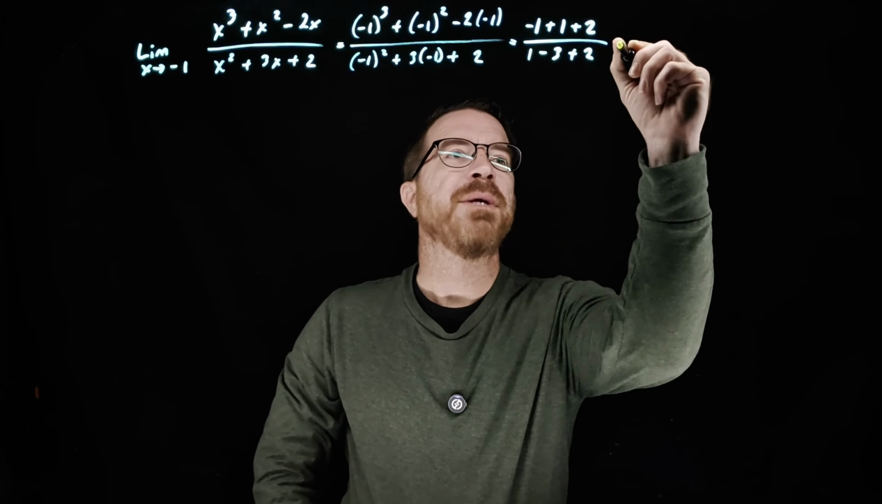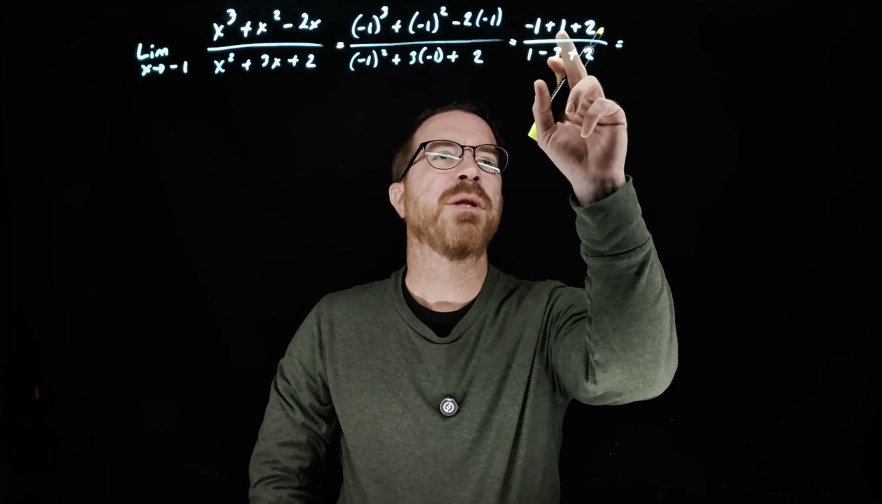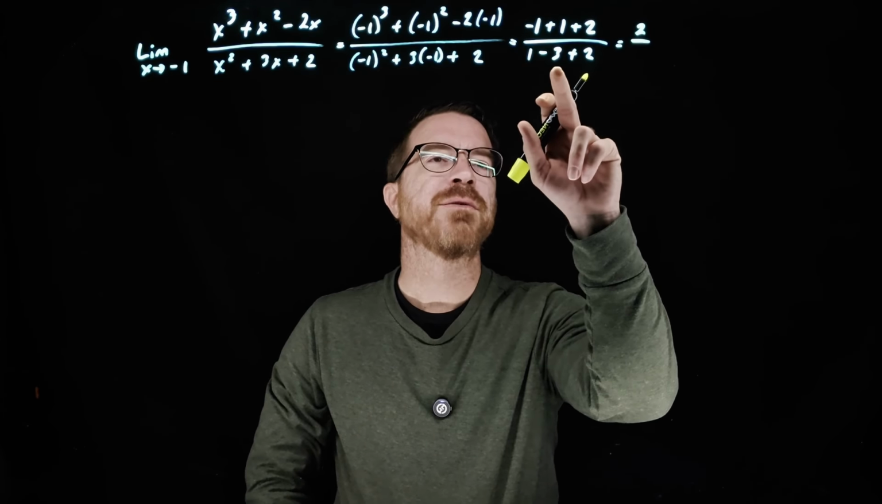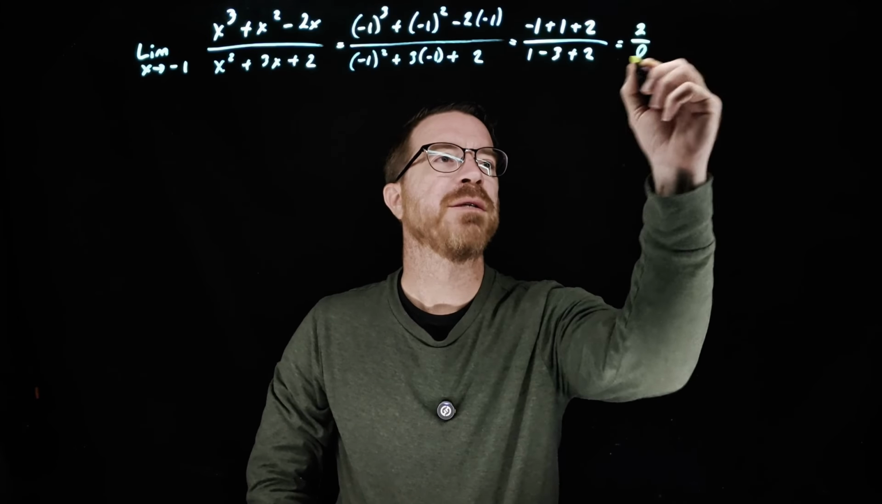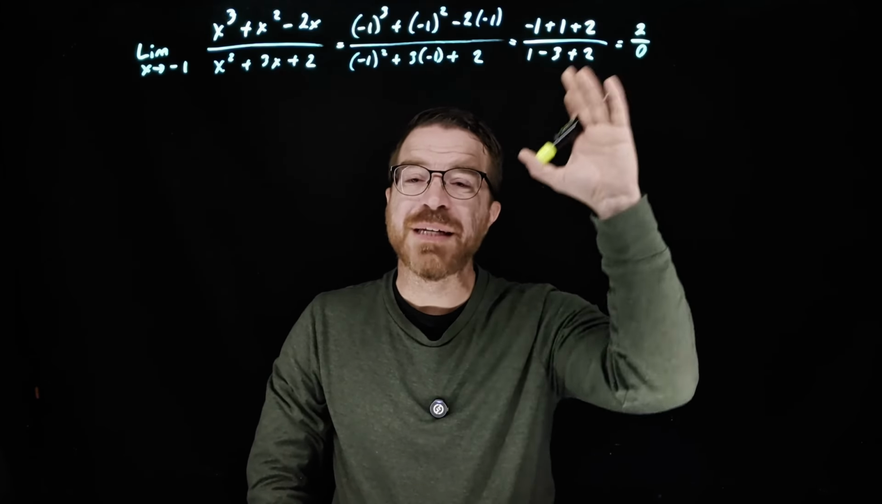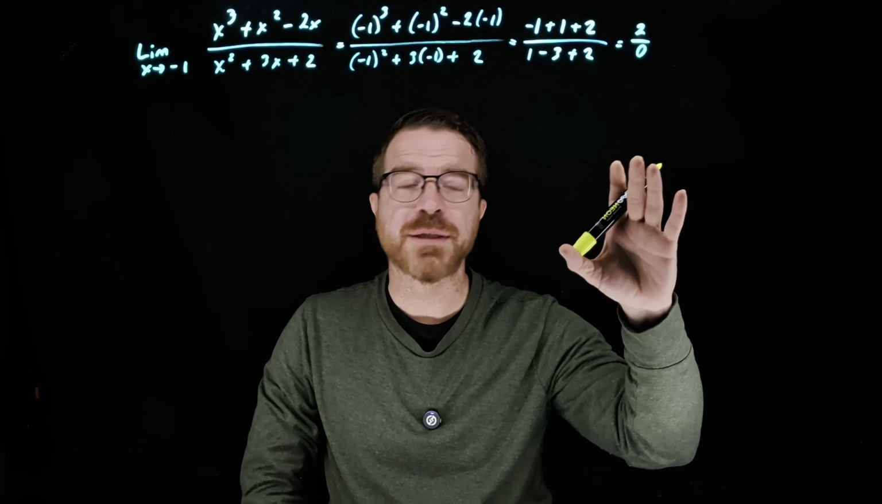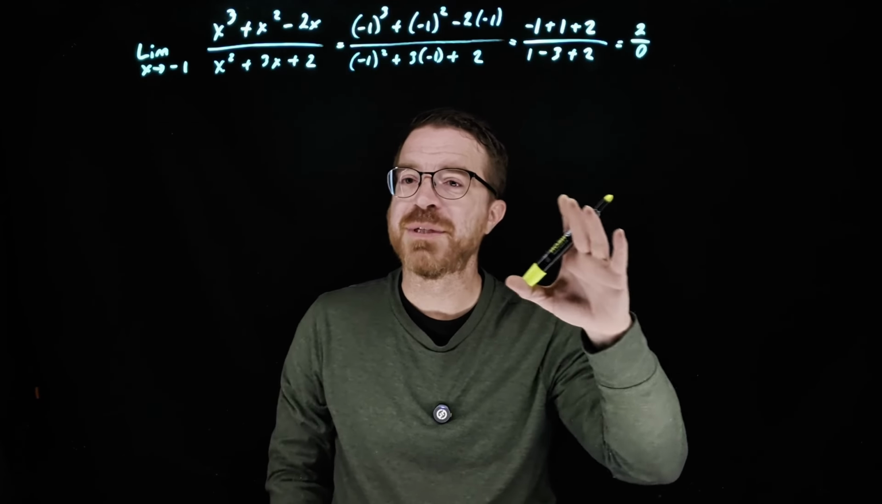So this is going to end up being minus 1 plus 1. This is going to cancel. It's going to give us 2 over 1 minus 3. So negative 2 plus 2 is going to be 0. So notice that we didn't get an indeterminate form, meaning that we can't use L'Hopital's rule for this. So in order to solve this, we're going to have to use a different method.